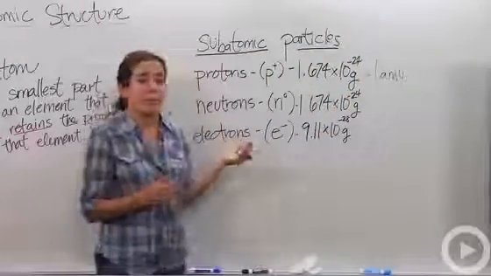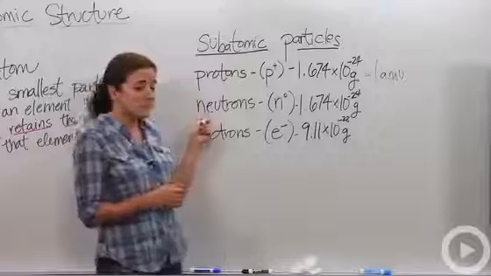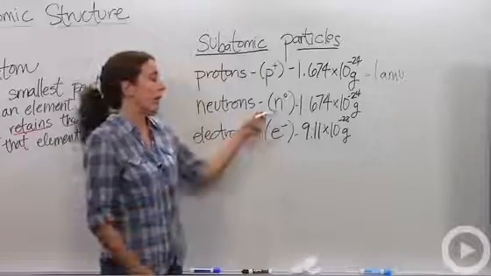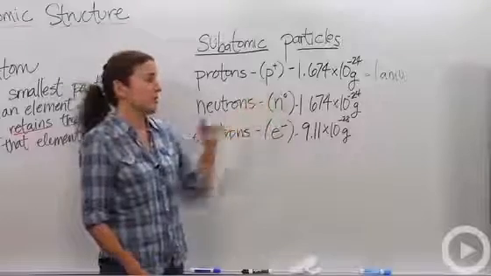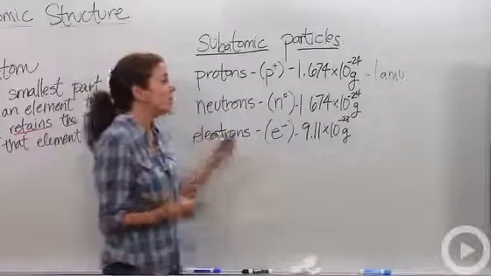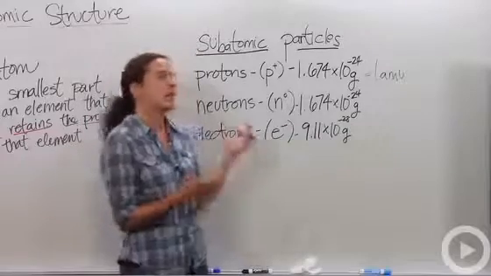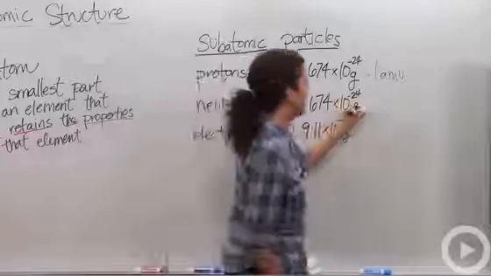The second subatomic particle that we come across is the neutrons. Neutrons are electrically neutral, meaning they are not positively charged or negatively charged. They're denoted with an N with the 0 superscript to denote that. And they too also have a mass of 1.674 times 10 to the negative 24th grams. So we can also denote that as 1 atomic mass unit.